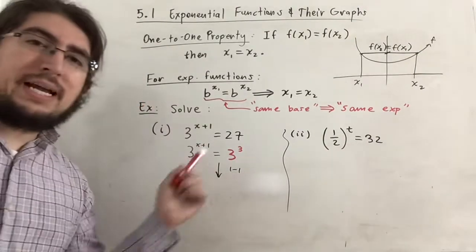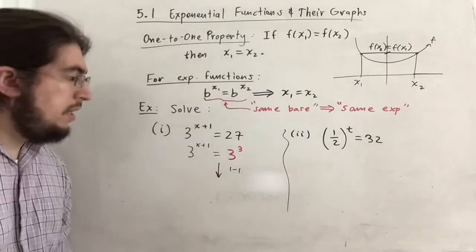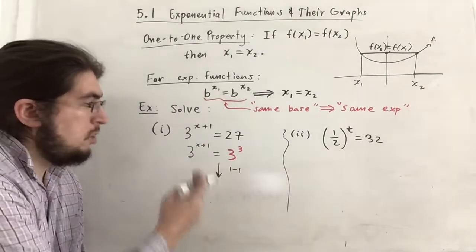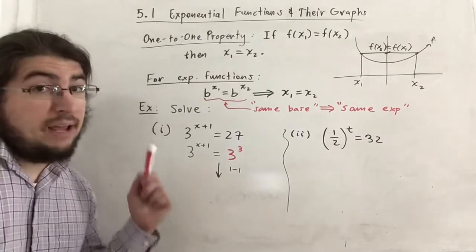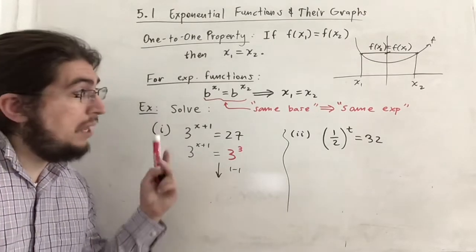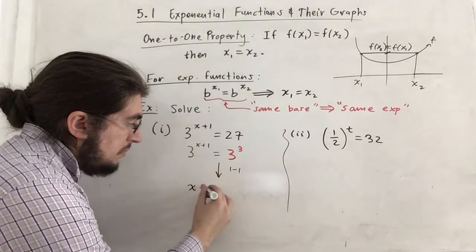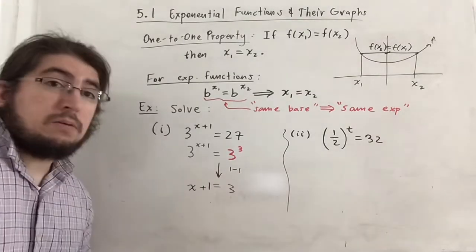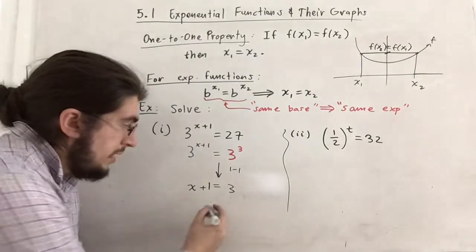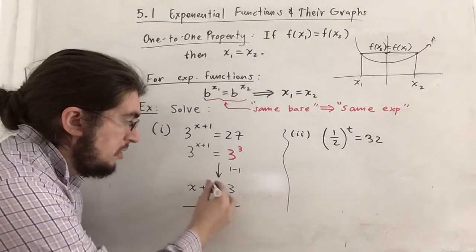So here I'm writing 1-1, like 1-to-1, just for shorthand. So the 1-to-1 property here implies what? Well, when you have the same base, this implies that the exponents must be the same. So that means the exponent x plus 1 must be equal to 3. Perfect. So now we can subtract 1, and we'll get x is 2.